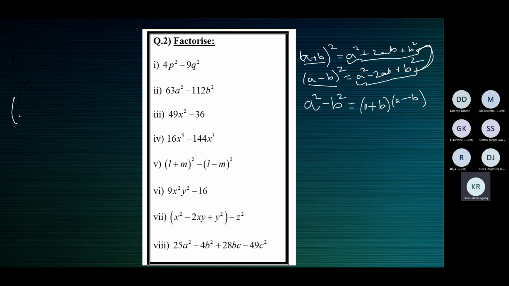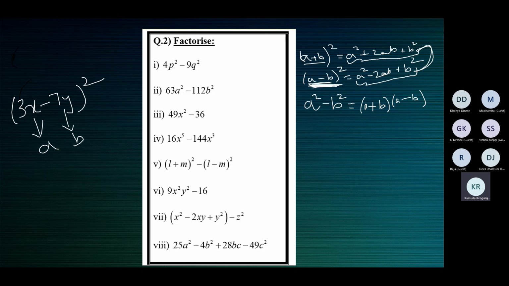See, if you're asked to expand 3x minus 7y the whole square, the given question looks like a minus b the whole square. Because there are 2 terms here, this is a and this is b, and it's like a minus b whole square. So the question you should identify.